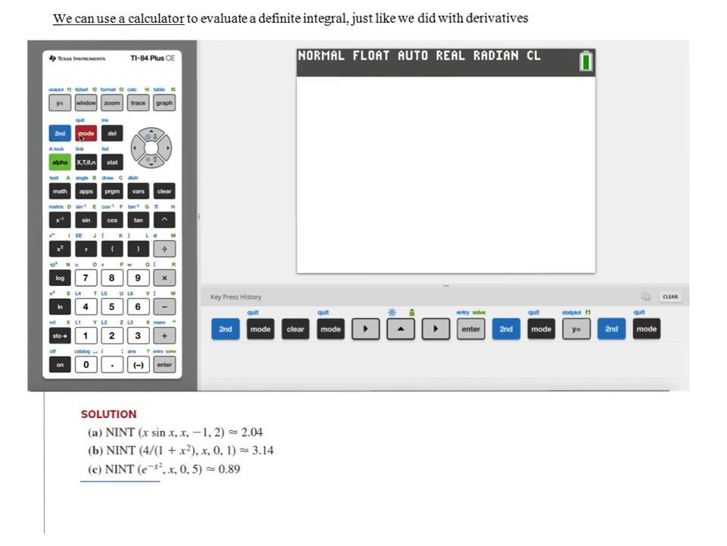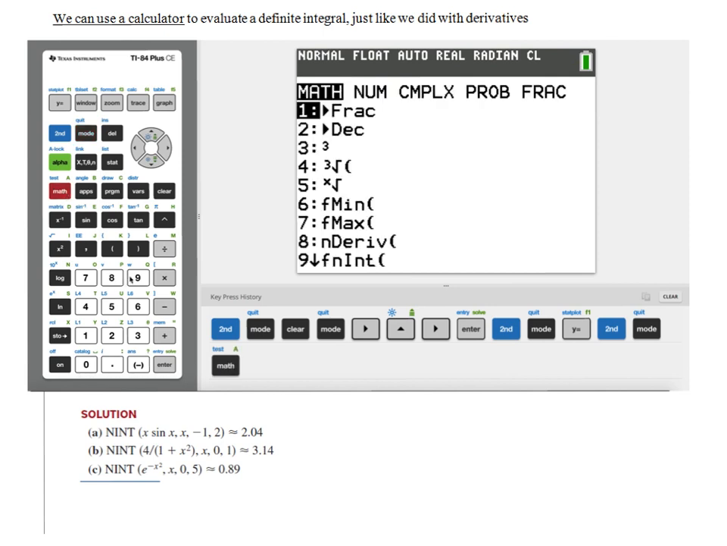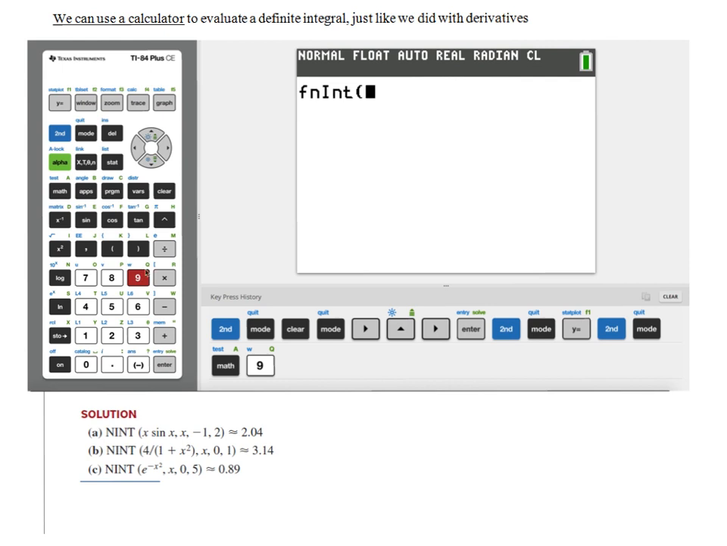I'll quit out of that and get to my main screen, and just like we did for derivatives, where we hit math 8, for integrals we hit math 9. You can see number 9 is FNINT. It stands for finite integral. That just means it has a lower and upper bound. It's finite. So we will hit number 9.